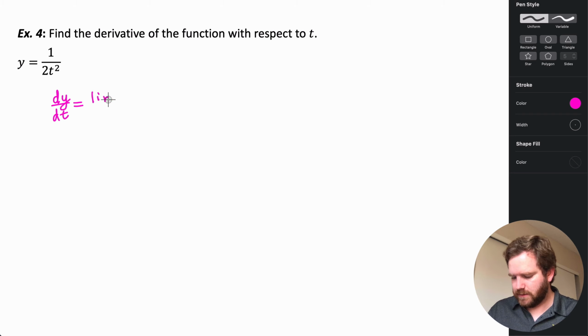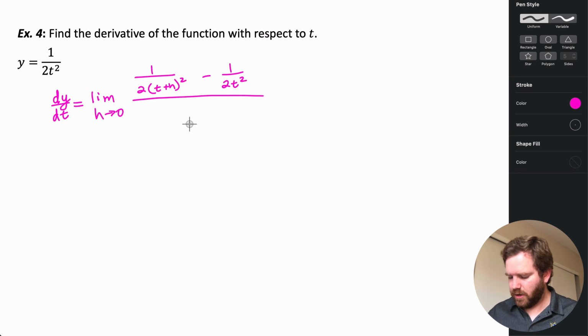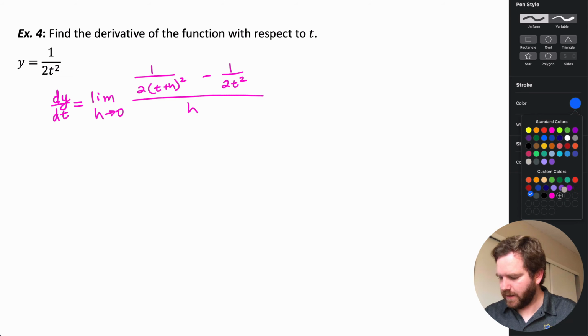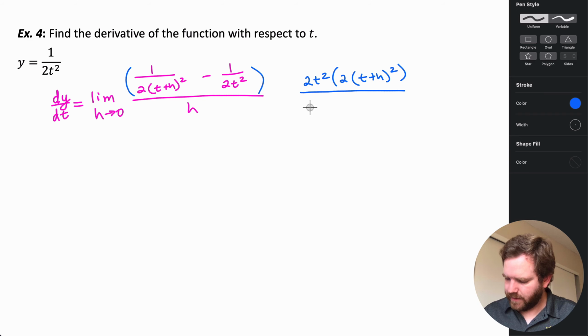It's equal to the limit as h approaches 0 of f of, this time it's going to be t plus h, so it's 1 over 2 times t plus h quantity squared minus 1 over 2t squared, so f of t, all over h. Now in order to simplify this, I need to multiply by the common denominator in the numerator. So that's going to be 2t squared times 2 times the quantity t plus h, quantity squared. Multiply top and bottom by that.